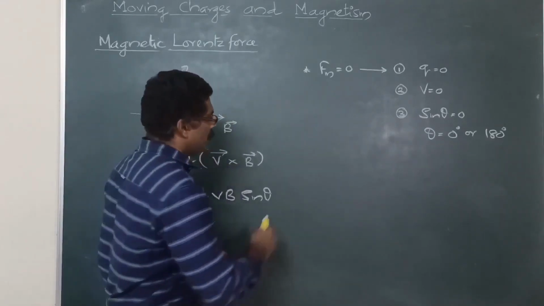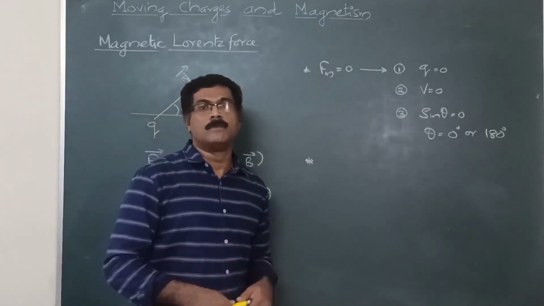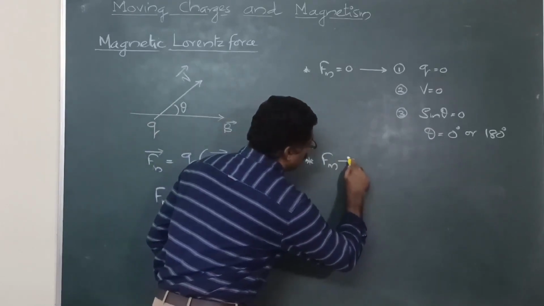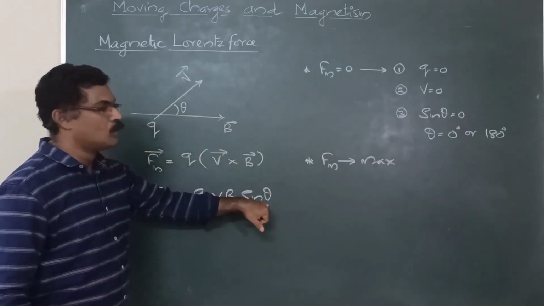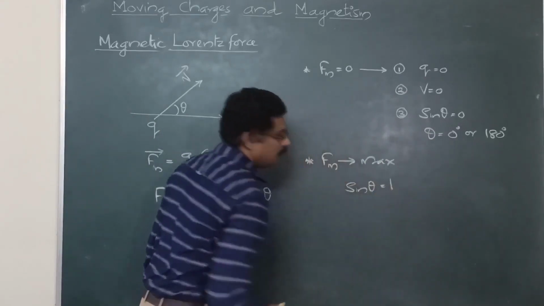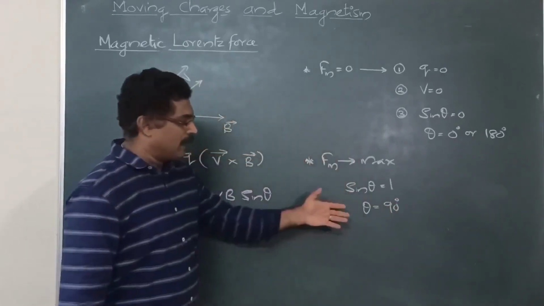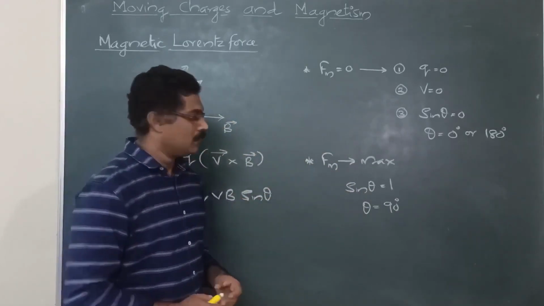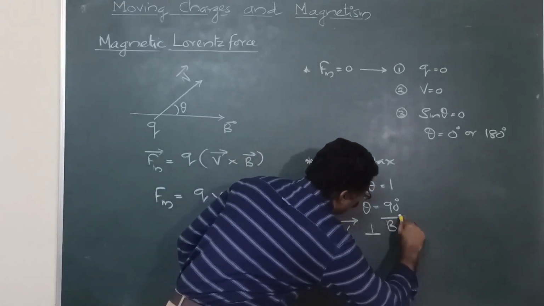The next question is, when does this magnetic Lorentz force become maximum? We can say the magnetic Lorentz force becomes maximum when sin theta equals 1, that is theta equal to 90 degree. It means when the charged particle is moving perpendicular to the magnetic field, that is, V vector is perpendicular to B vector.